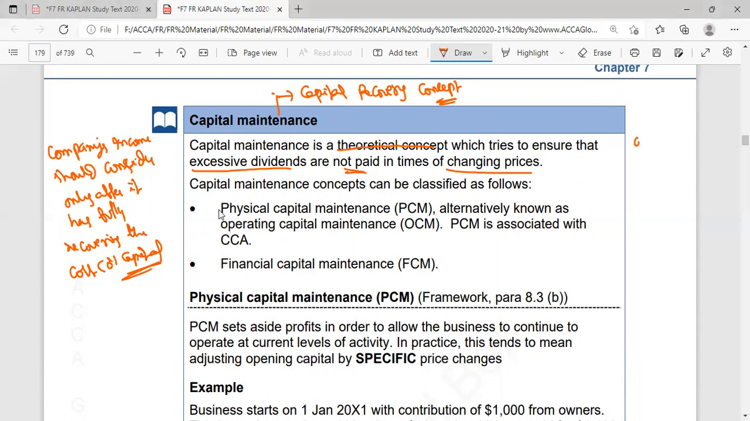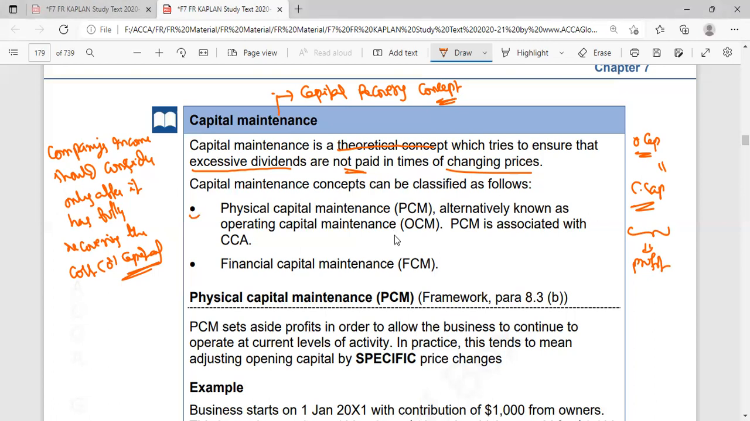Generally, here we consider opening capital and closing capital. Capital maintenance is achieved only if the opening capital and closing capital are the same. Any difference that arises, we technically treat as profit. Okay. And there are two types of capital maintenance.